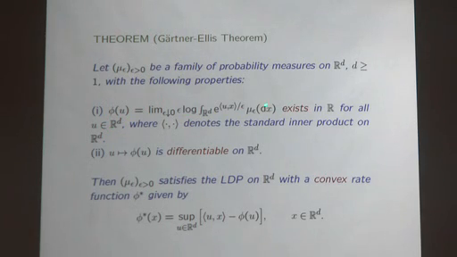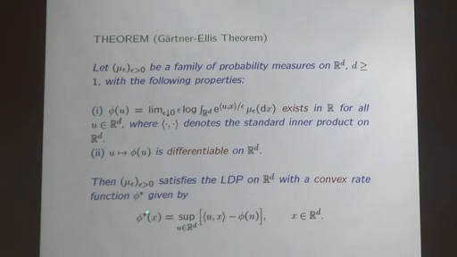And suppose I'm able to compute this limit. Suppose that limit exists. That's an assumption in the theorem for every choice of u in R^d. And suppose that this function is differentiable on R^d. So that's the second assumption. If that is true, so if this limit exists and it's differentiable, then this family satisfies an LDP with a rate function. The rate function, I could have called it I of x.